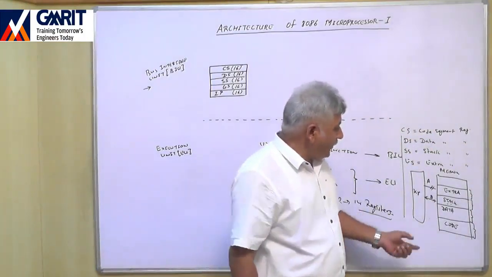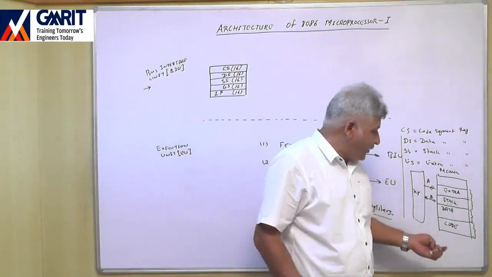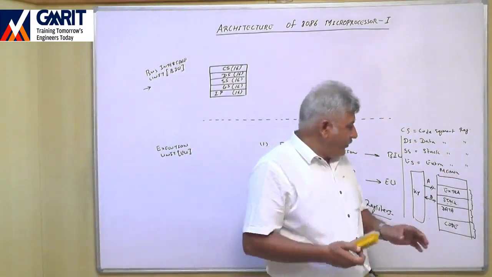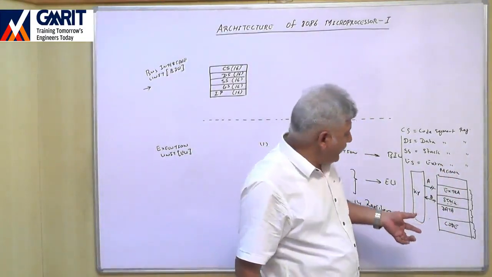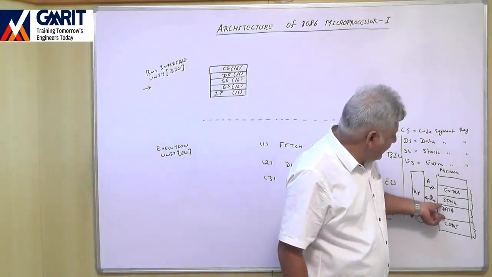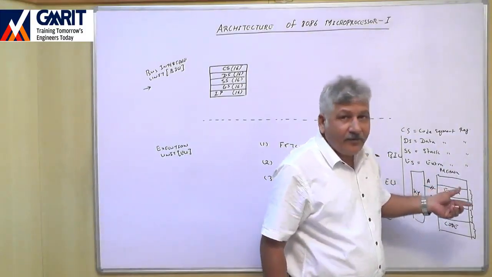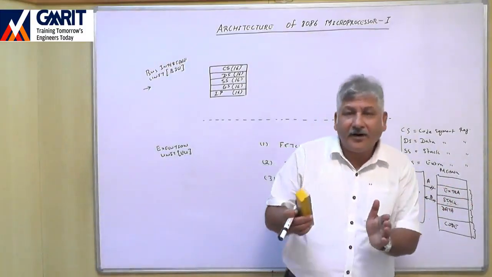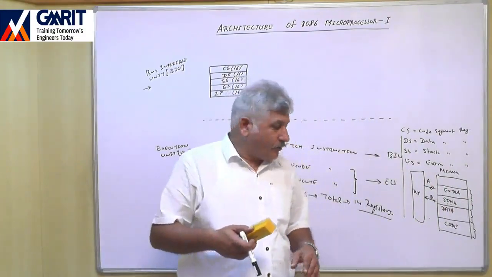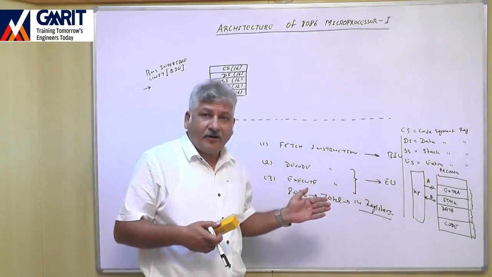So in this way, the memory is physically the same, but now we have logically divided the memory into a code segment, a data segment, a stack segment, and an extra segment. In this way, we have done logical partitioning.